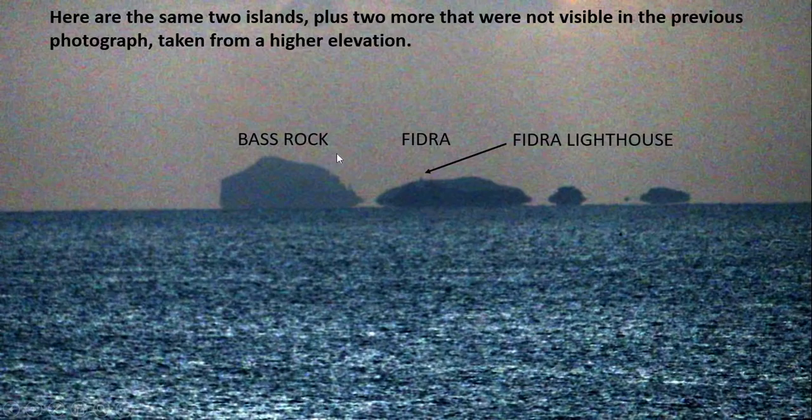Now, normally people, or most people, would accept this as a demonstration that the Earth is not flat and does indeed curve. Bass Rock appears much taller, as does Fidra. More land is apparent close together. In the lower elevation, only the top of Bass Rock is seen, only the very top of Fidra is seen, and a horizon line passes above the other two islands.